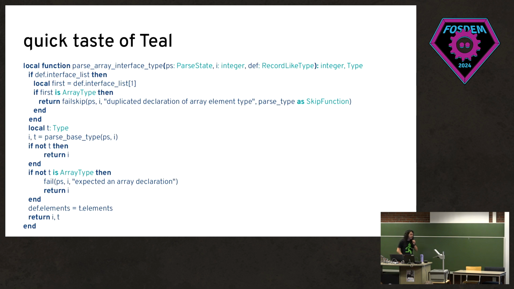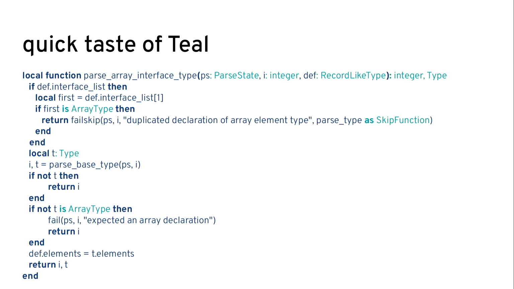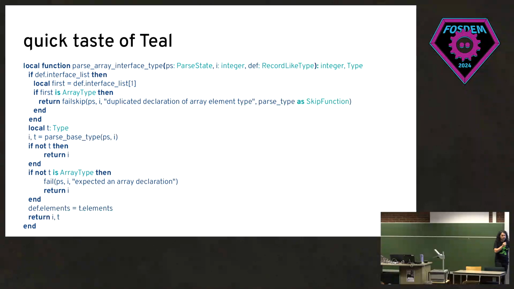And so here's a quick taste of what Teal looks like. This is just a random function I picked from the source code of the latest version of Teal that I'm working on. What's highlighted here is what is not Lua, essentially the parts of Teal that are different from Lua. So we have a couple of different operators. You can add types there, but otherwise, as you can see, it's mostly regular Lua.